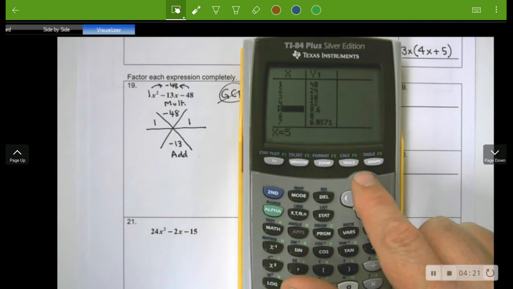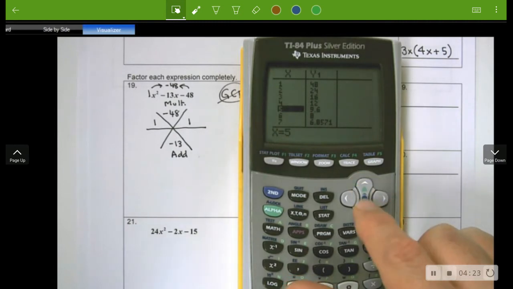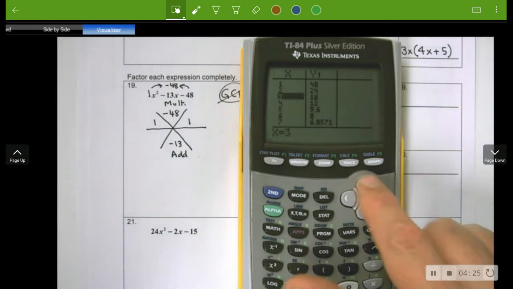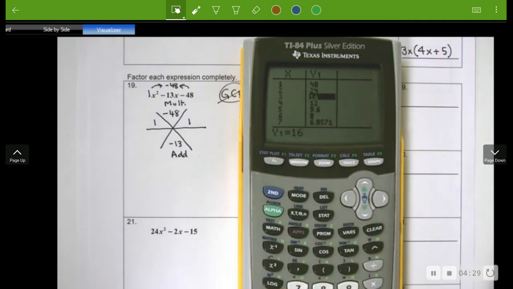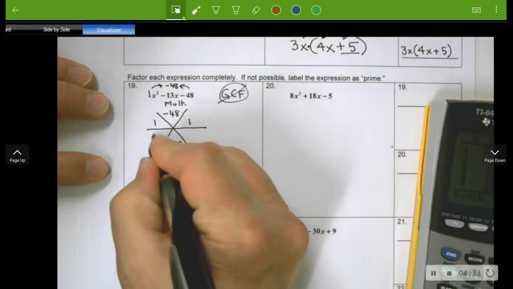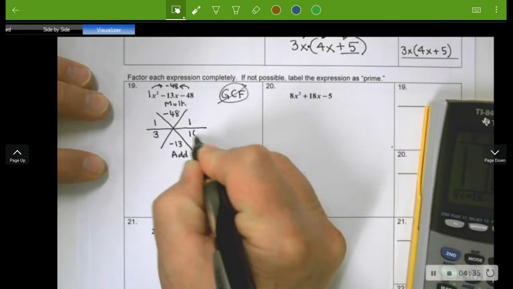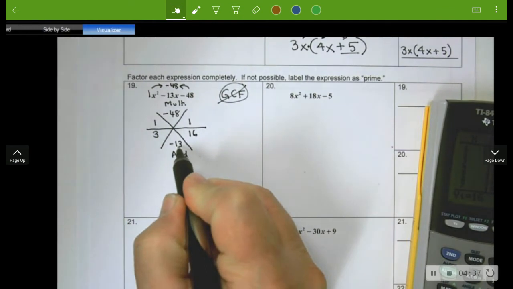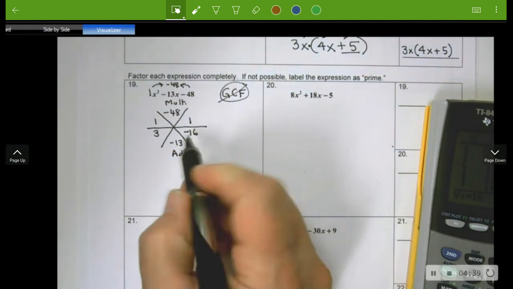Okay, we're trying to get 13, and you can see maybe that this pair, 3 and 16, is the one that we're going to try and use. So I'll put those down, 3 and 16. In order for them to add up to the correct value down here, you need to put the negative on the 16, and now you double check.